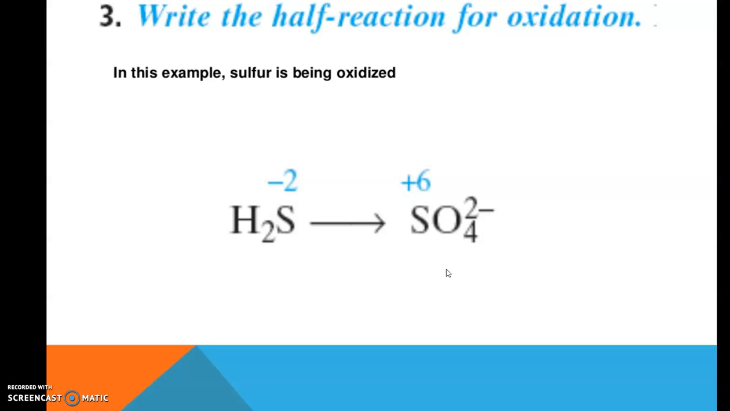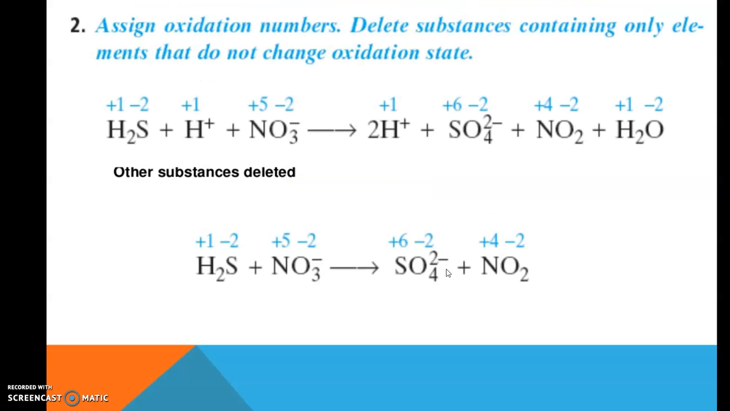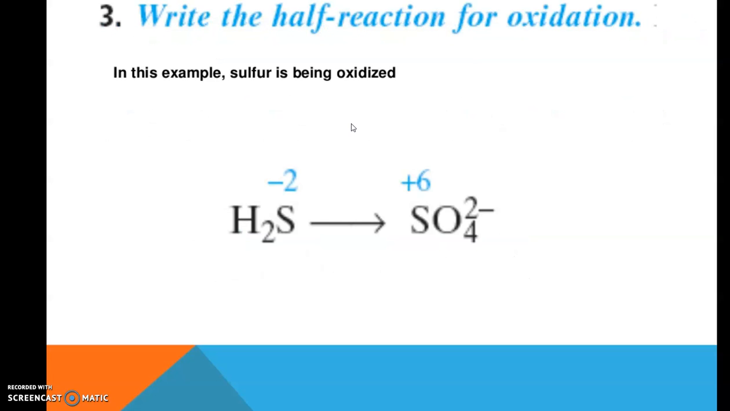Then write the half reaction for oxidation. So here if you check, sulfide oxidation state is minus 2 to plus 6. So it is increasing the oxidation number. We know if a substance increases its oxidation state, then it is oxidized. So that is the oxidation reaction. Sulfur is being oxidized. So H2S gives SO4 2 minus. This is our half reaction for oxidation.